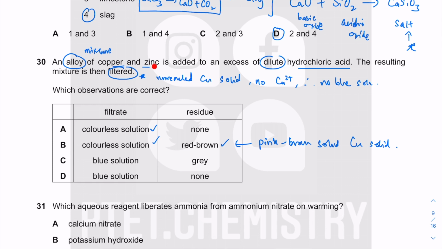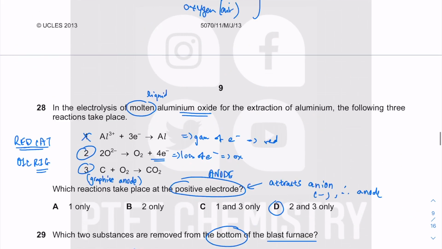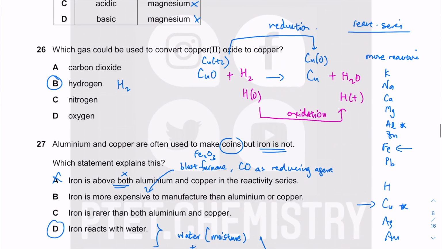If you're above hydrogen in the reactivity series, such as zinc, you can react with dilute acid. Copper is below hydrogen in the reactivity series. Copper does not react with dilute acid, but copper can react with concentrated acid.